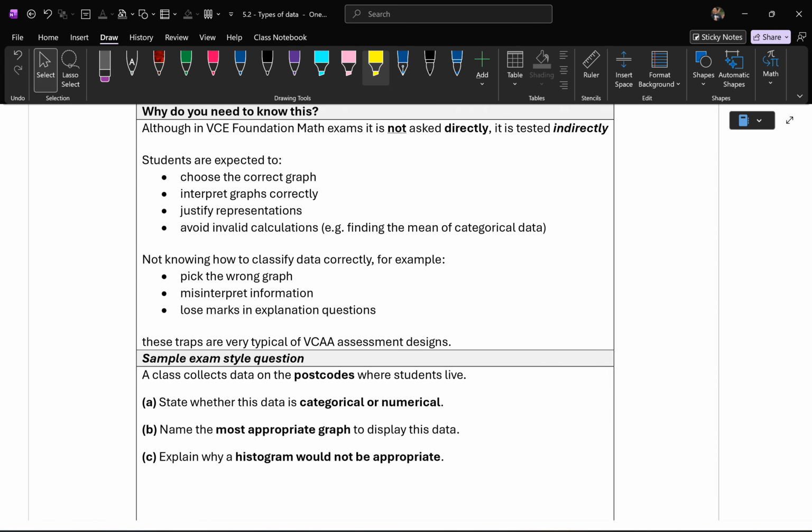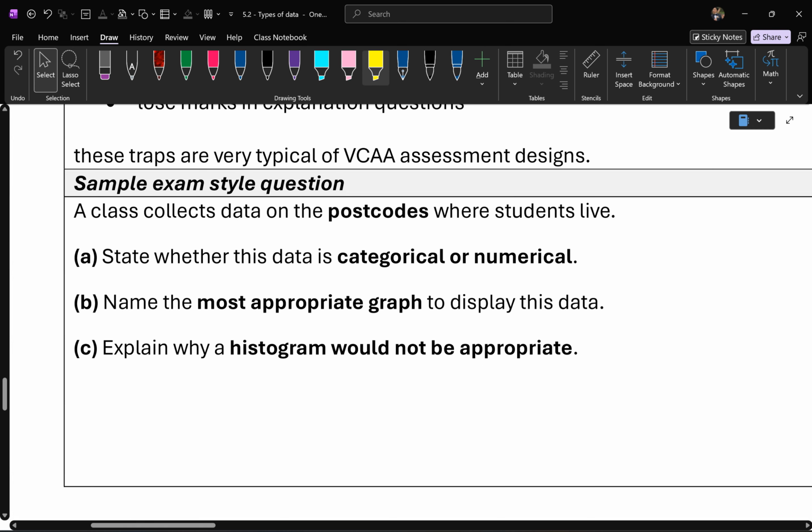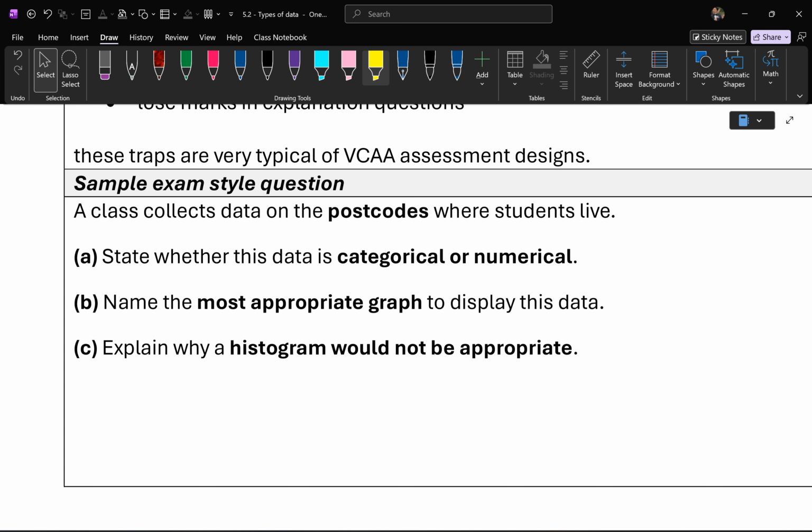All right, here's a sample exam style question. A class collects data on the postcodes where students live. So think about postcodes. We're in 3084 for Viewbank. State whether this data is categorical or numerical. Which one is this one? Let's go with Olivia.